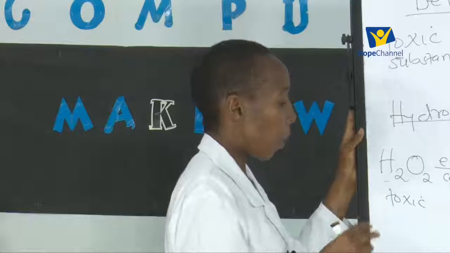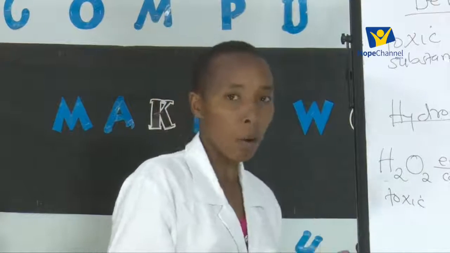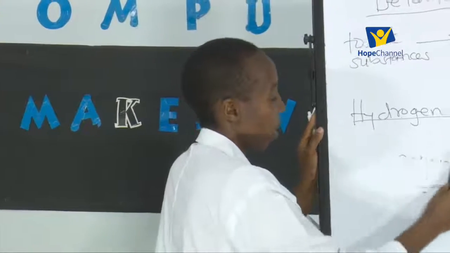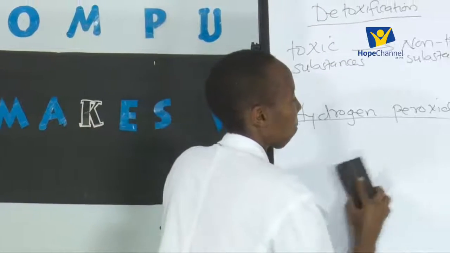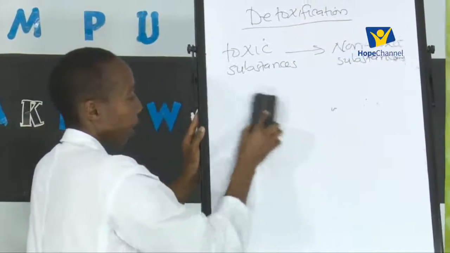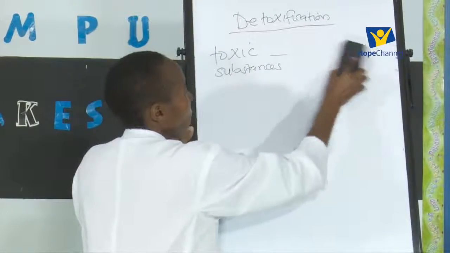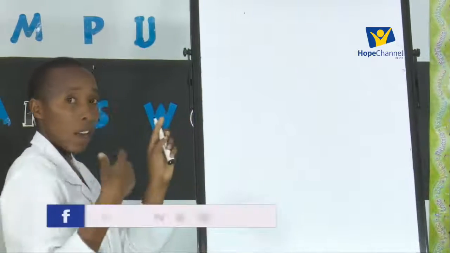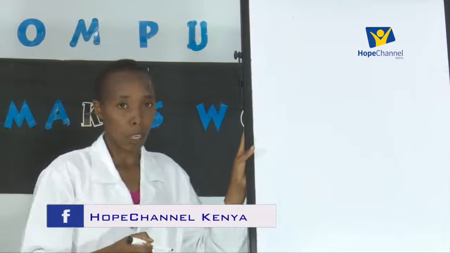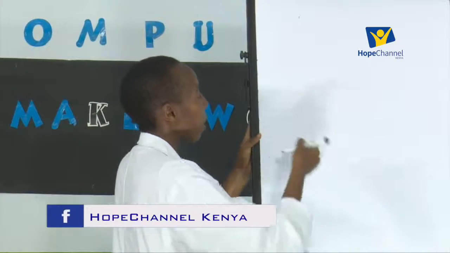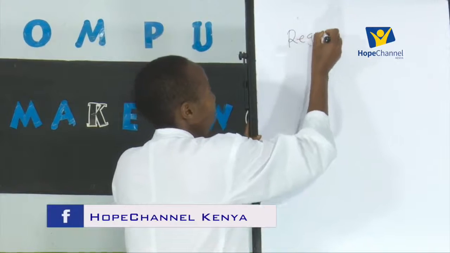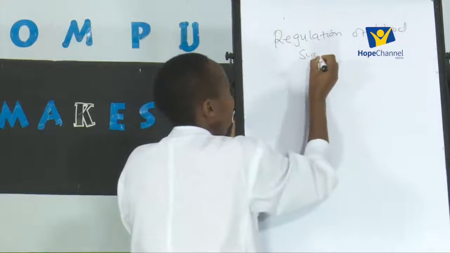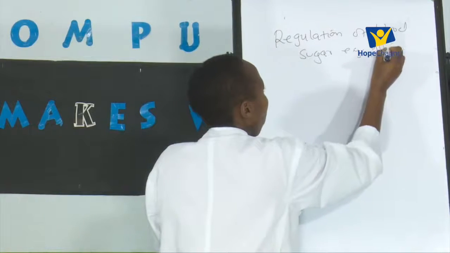Now, we are going to see how the liver plays a role in regulating the blood sugar. Remember we said that blood sugars are osmotically active. They affect the osmotic pressure of the blood. And if they affect the osmotic pressure of the blood, it means they will affect the normal functioning of the blood, especially when you have a higher or a low osmotic pressure. So the next function of the liver that we are going to see is the regulation of blood sugar. An example of blood sugar that we have is glucose.